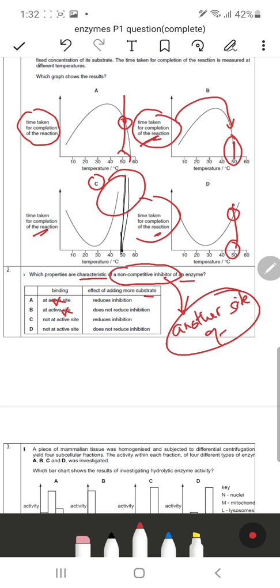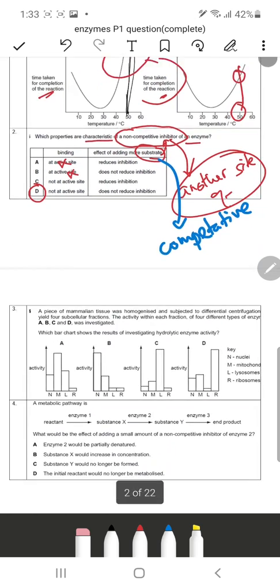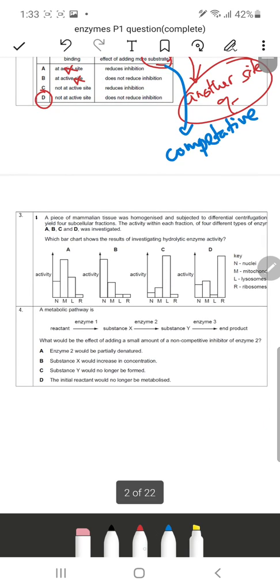Now, the effect of adding more substrate does not have any effect on a non-competitive inhibitor. It has an effect for a competitive inhibitor. So competitive inhibitors compete with the substrate, where if you increase the substrate concentration, then it reduces the inhibition. That's for competitive, but not for non-competitive. As it's non-competitive, it will have no effect on inhibition if you increase the substrate concentration.